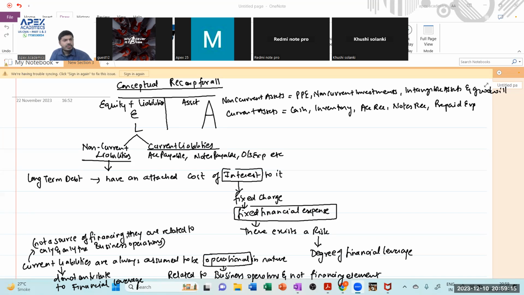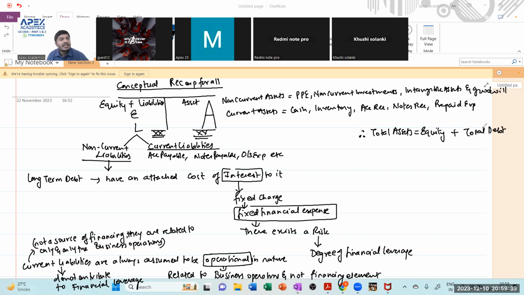So where was I? I was saying that long-term debt will have an attached cost of interest to it. Now, understand that a balance sheet will always tally. This side will be equal to this side. Therefore, can I say that total assets is equal to equity plus total debt.